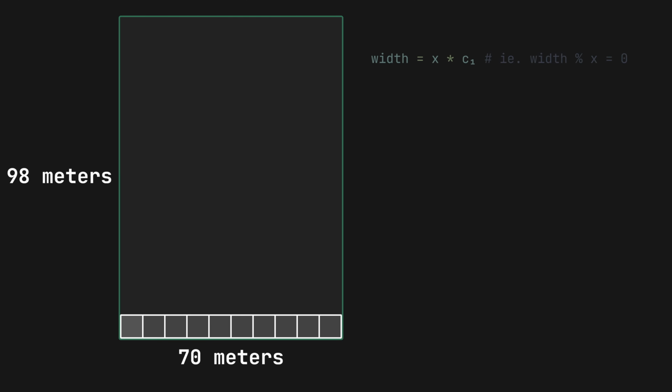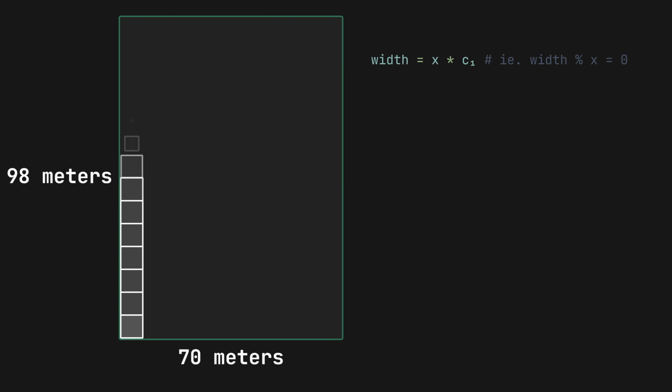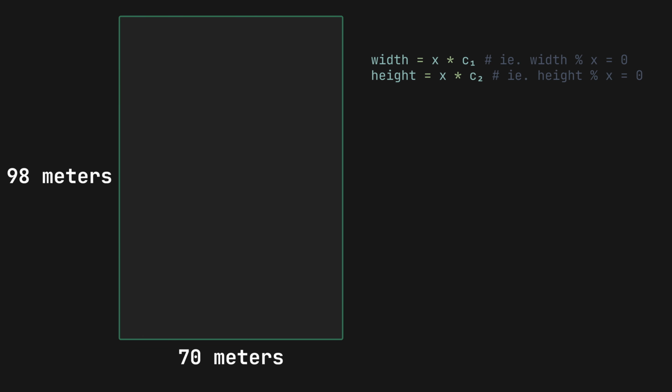One thing we notice is if we want no wasted space horizontally, the plot size X must evenly divide the field's width. Similarly, to have no wasted space vertically, that same X must also divide evenly into the field's height. This means that the size of the plot X must be a divisor of both the width and the height. Putting this another way, X is a common divisor of both width and height, and we're trying to find the largest X, or the greatest common divisor of width and height.